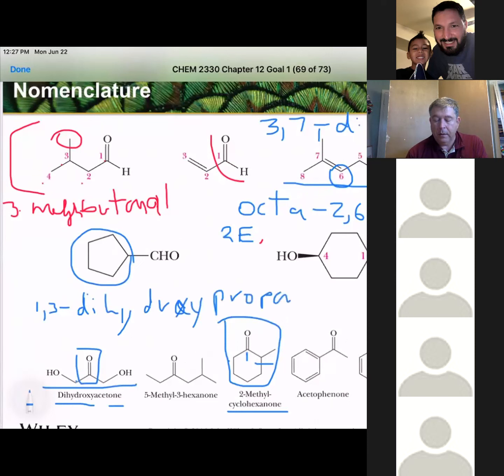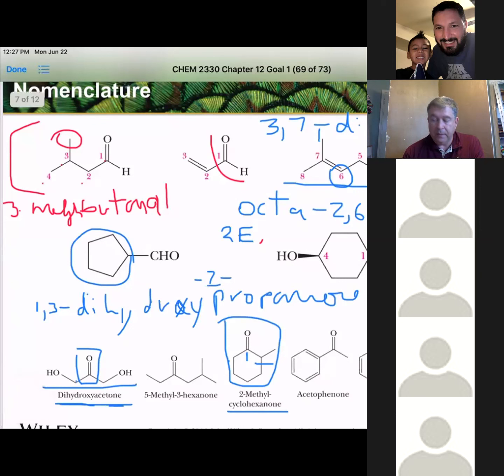Propane? No, because there's 3 carbons in the chain, and the simplest ketone actually is propanone. So we could add a 2 here, but it happens to be understood because that's the only place the ketone can be. But to be more precise, we'll add the 2. So 1,3-dihydroxy-2-propanone would be the correct IUPAC name for this first one.